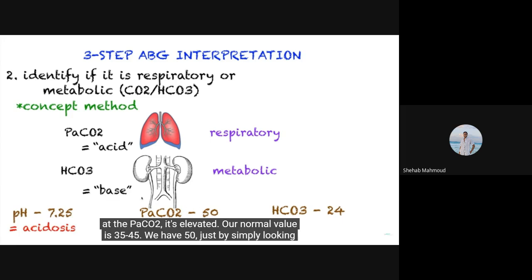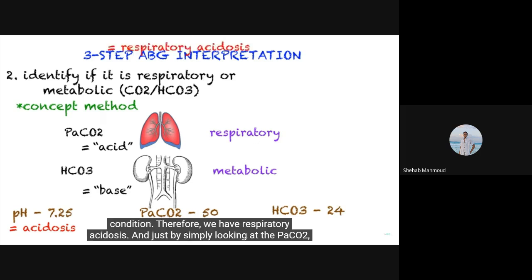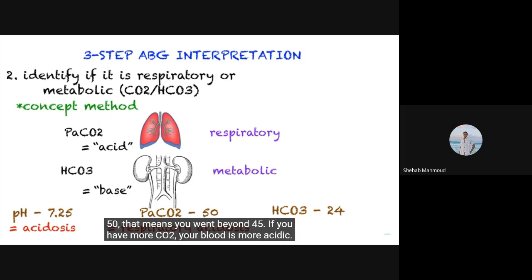We have 50. Just by simply looking at that, this is abnormal, and if you look at the bicarbonate, it is normal. Our normal value is 22 to 26. So this is normal, this is abnormal. What do we have? We have a respiratory condition. Therefore, we have respiratory acidosis. And just by simply looking at the PaCO2, 50, that means you went beyond 45. If you have more CO2, your blood is more acidic. So respiratory acidosis makes sense here. And of course, your bicarbonate is normal.